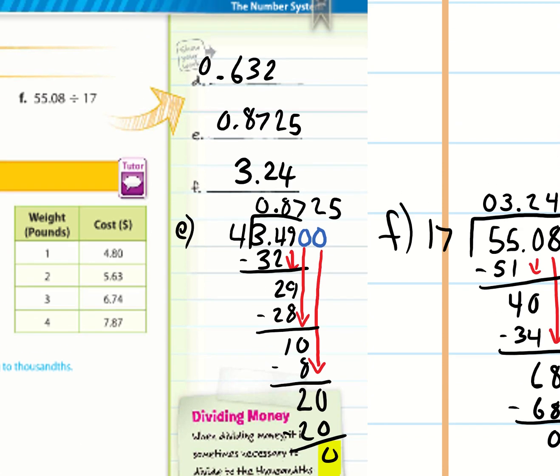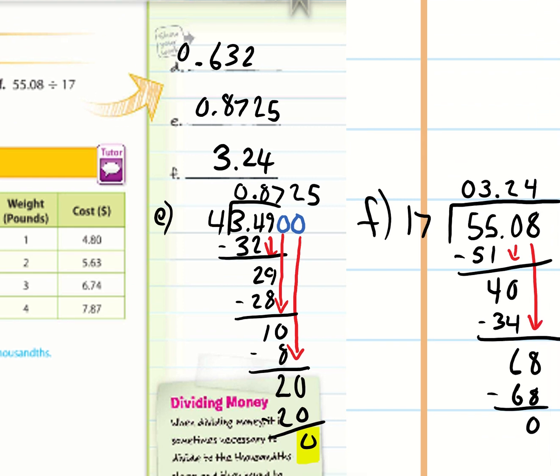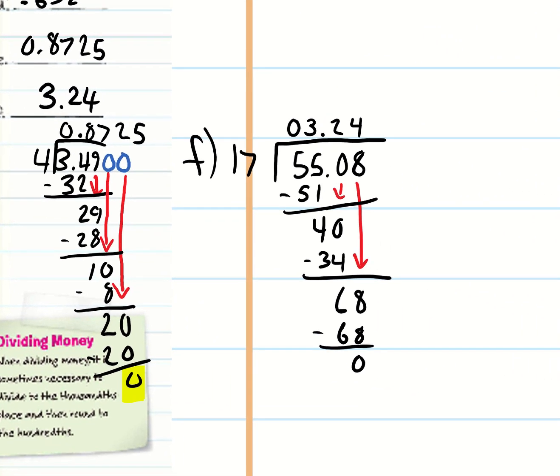So for E, we have 8,725 10,000ths. And for F, we actually didn't have to annex any zeros, but what I would like to point out on F, just make sure our decimal places line up with our quotient.